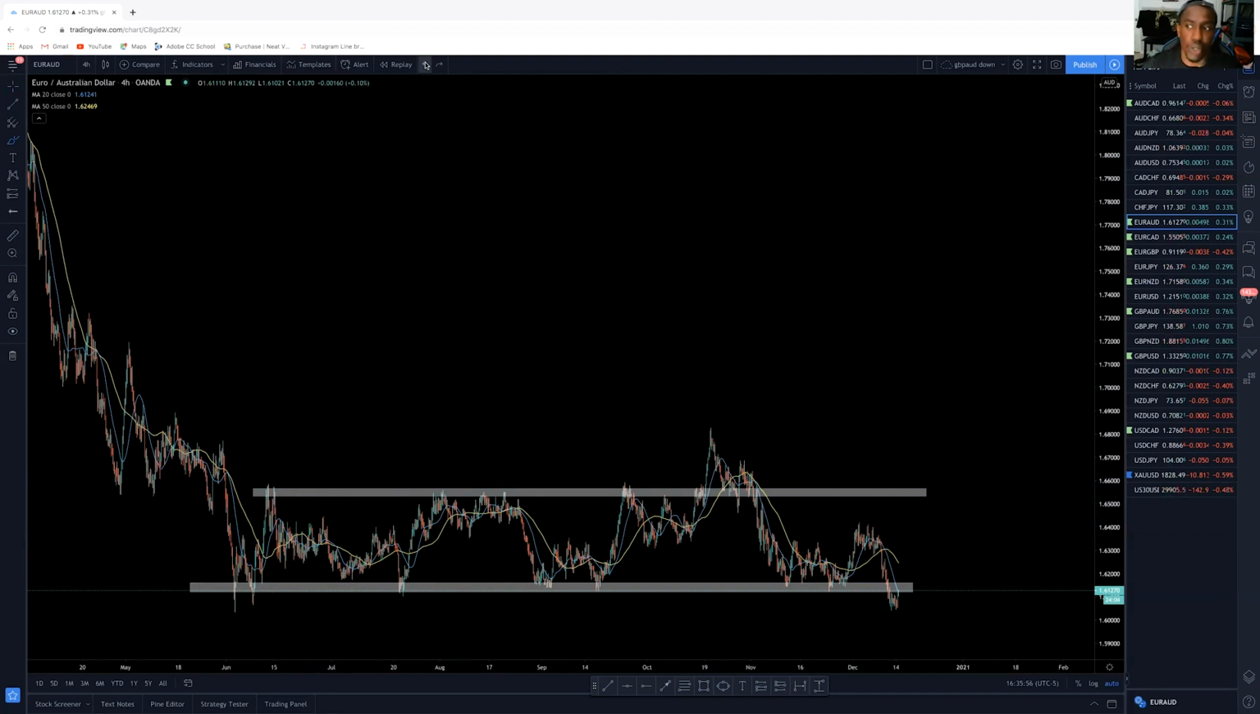So what do we do as traders? We look at these areas for opportunities to buy and sell the market. Now, we don't just buy once price gets up into this area, or sell when price gets up into this area, or buy once price gets down into this area. We look for multiple areas of confluence.